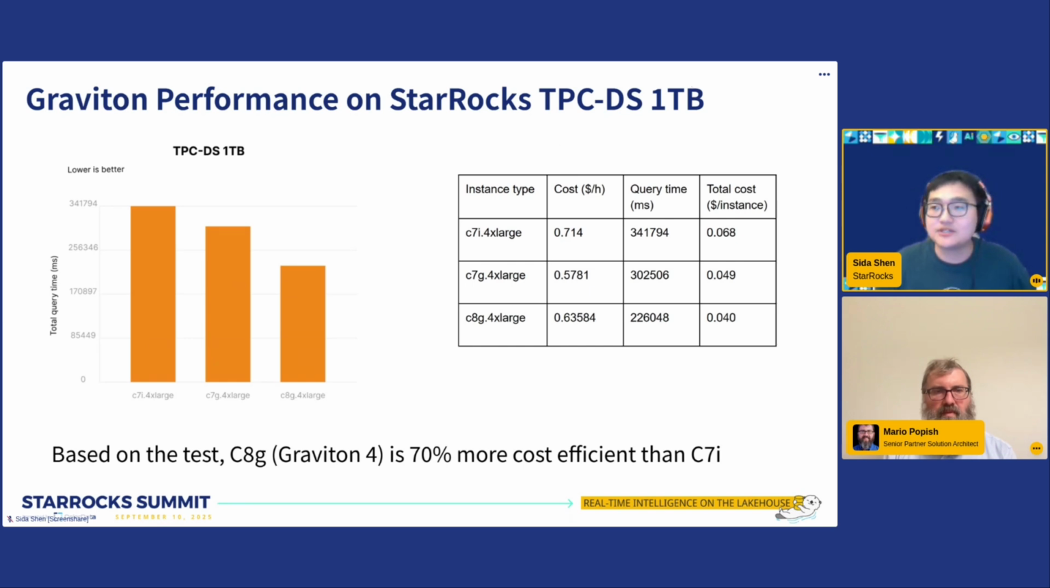So on TPC-DS 1 terabyte, Graviton 4 is 70 times more cost efficient than C7i, which is the last generation, I think, Intel chip, right? So the cost is calculated by the cost of each instance per unit time times the total query time, and then the cost, right?